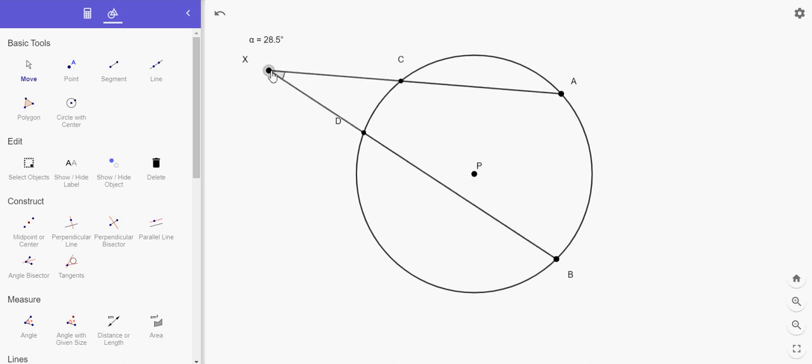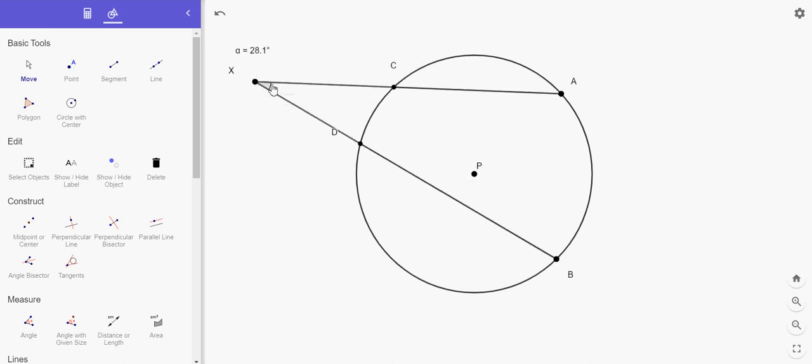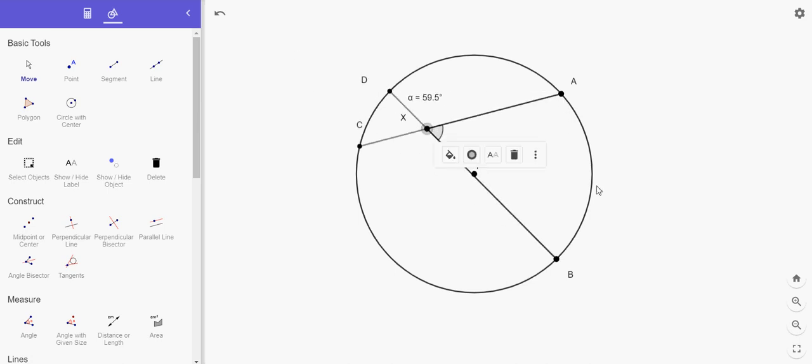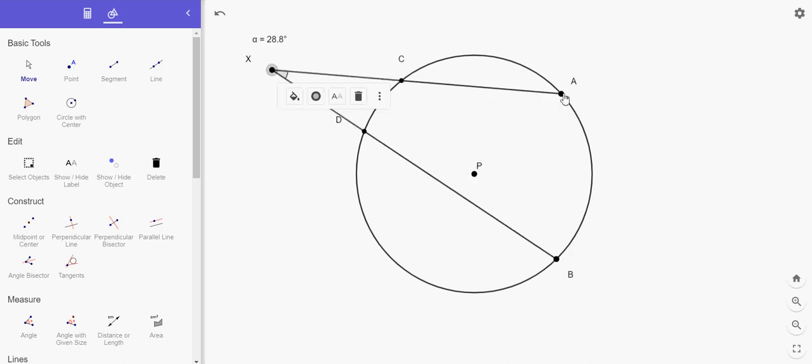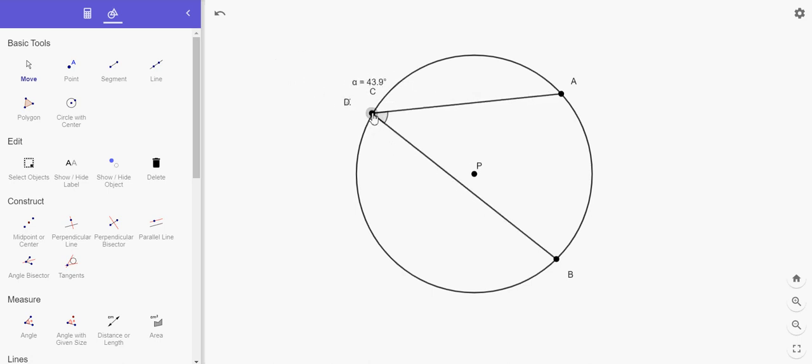If this point is outside the circle, then the measure of this angle is equal to half of the difference of these two arcs. So this arc measure minus this arc measure divided by 2. So inside the circle, it's half of the sum, the average, this arc measure plus this arc measure divided by 2. Outside the circle, it's this arc measure minus this arc measure divided by 2. And of course, on the circle, it's exactly half of this.